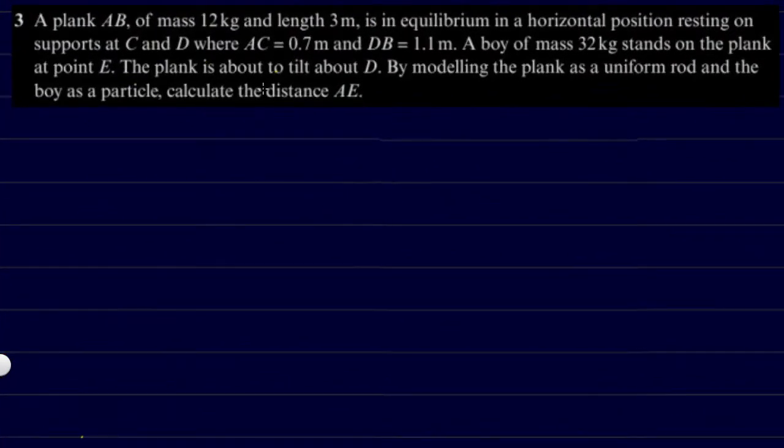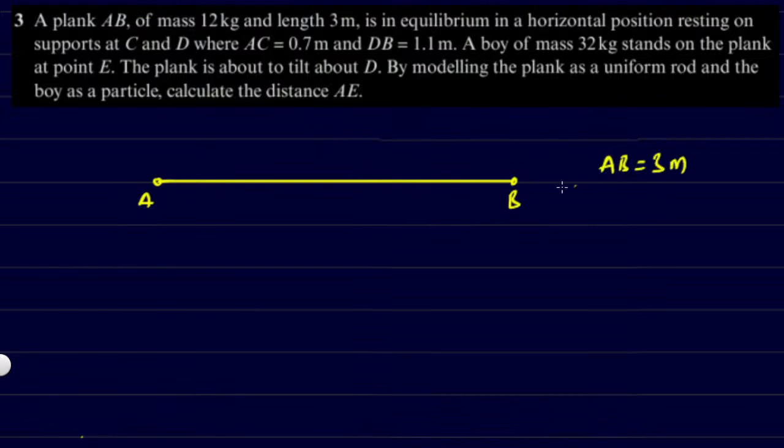A plank AB of mass 12 kg and length 3 meters is in equilibrium. So this time he is not told. Okay, so let's again draw a plank AB of 12 kg and length 3 meters. So AB length is 3 meters.